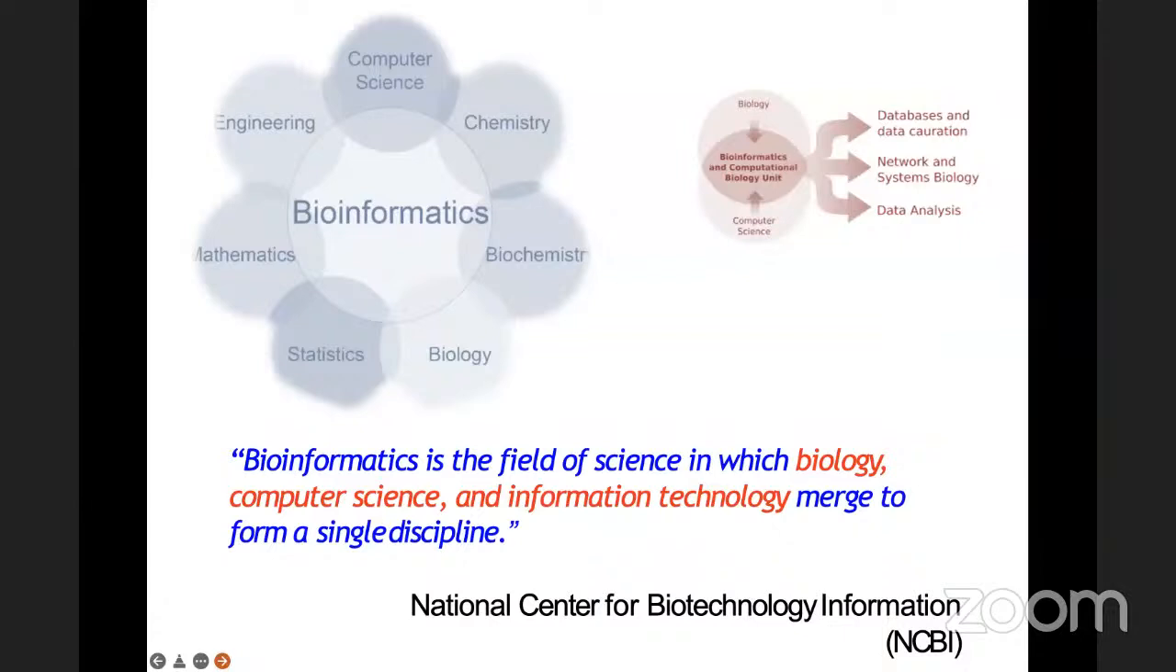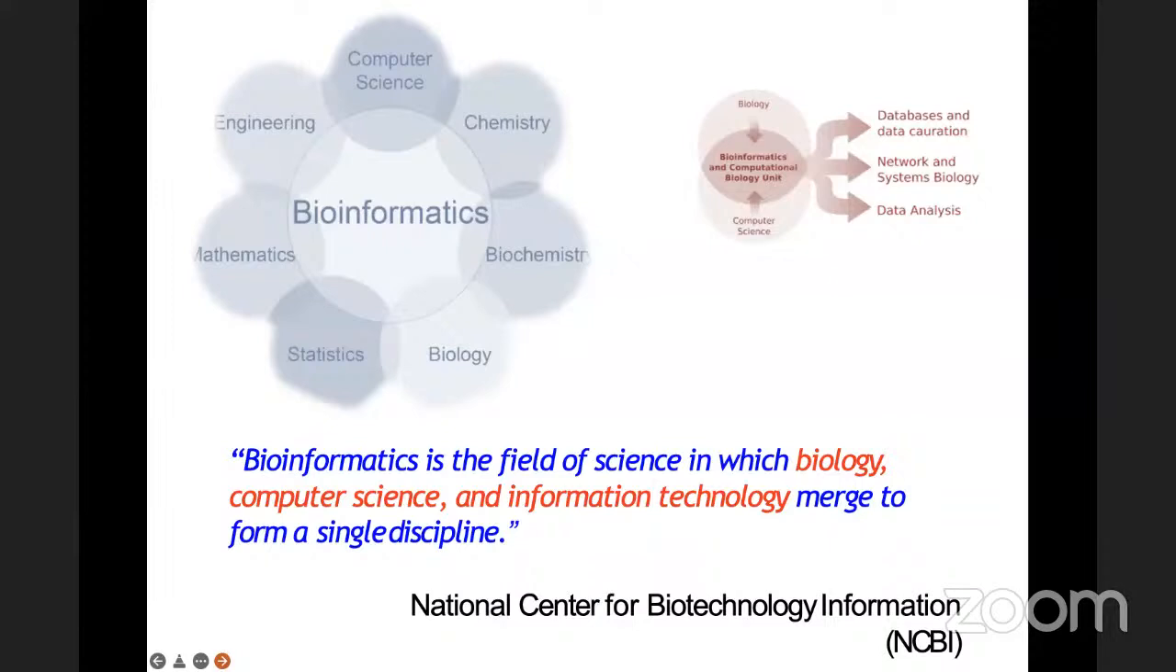Now, this is also a pictorial diagram. I put three slides on this to help you understand what bioinformatics is, because as students, some of you are from computer science, some from chemistry, biology, statistics, engineering, etc. But bioinformatics is widely used in all these domains, and maybe you are not aware of it.